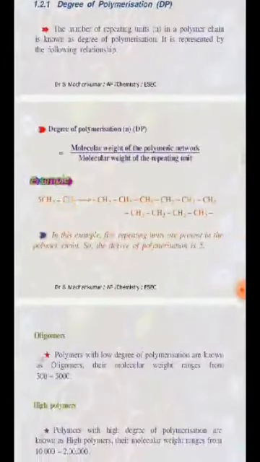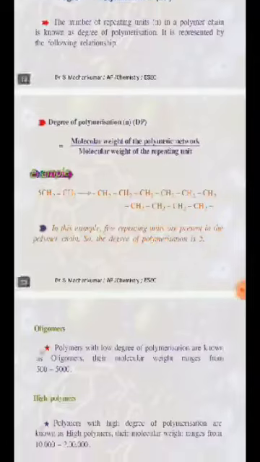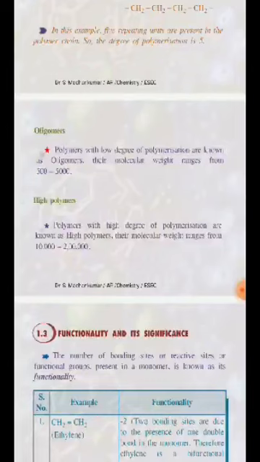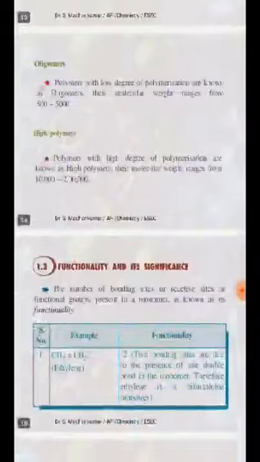Polymers with low degree of polymerization are known as oligomers. Their molecular weight ranges from 500 to 5000. High polymers. Polymers with high degree of polymerization are known as high polymers. Their molecular weight ranges from 10,000 to 2 lakhs.